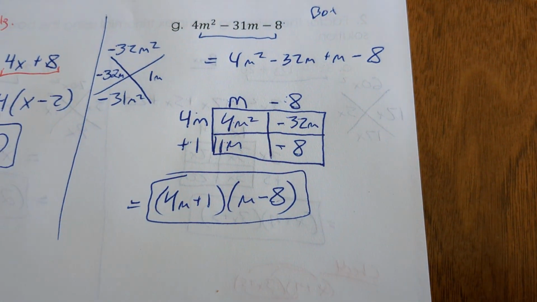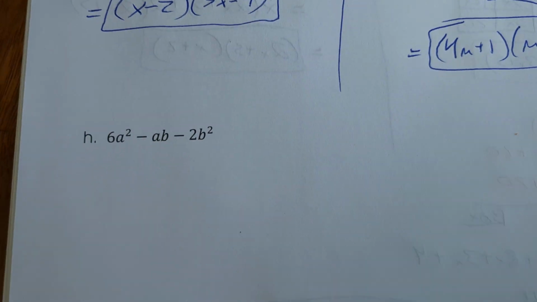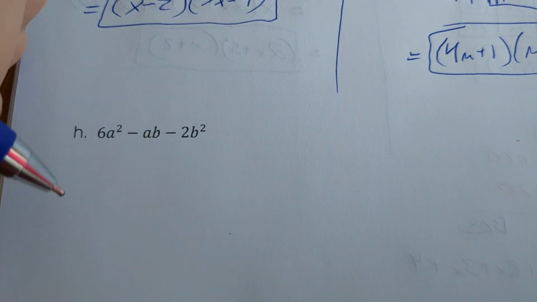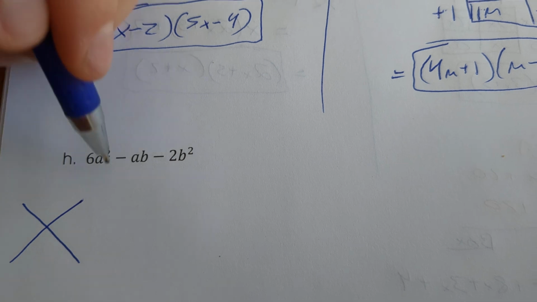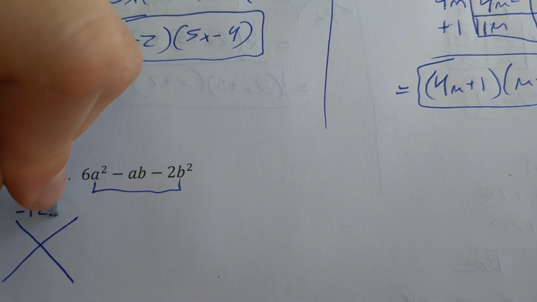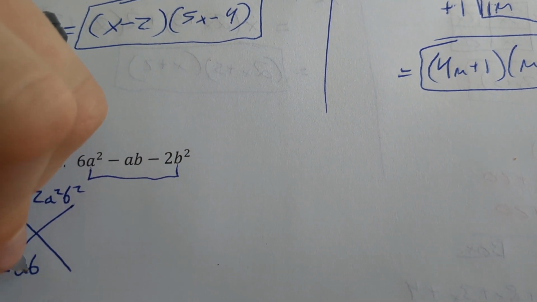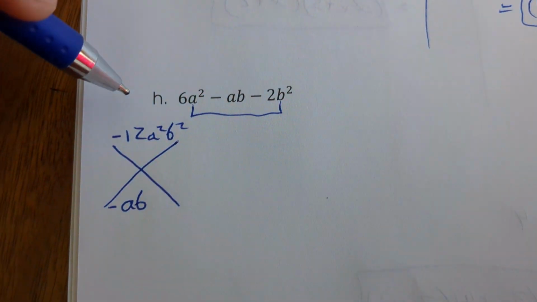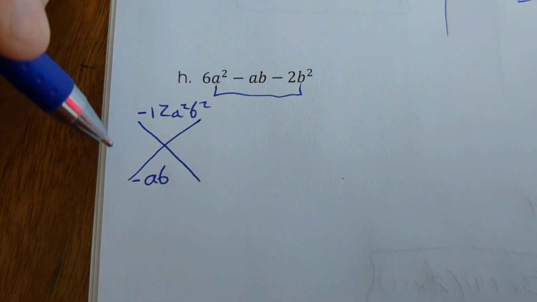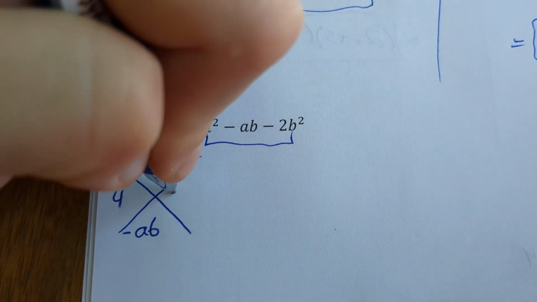Okay, one last one. And this one we're throwing in a's and b's. So let's see what happens here. So start with the cross again, multiply first and last term. We have negative 12a squared b squared. And we're adding to negative ab. Okay, so multiplying to negative 12, adding to negative 1. This must be 4 and 3.